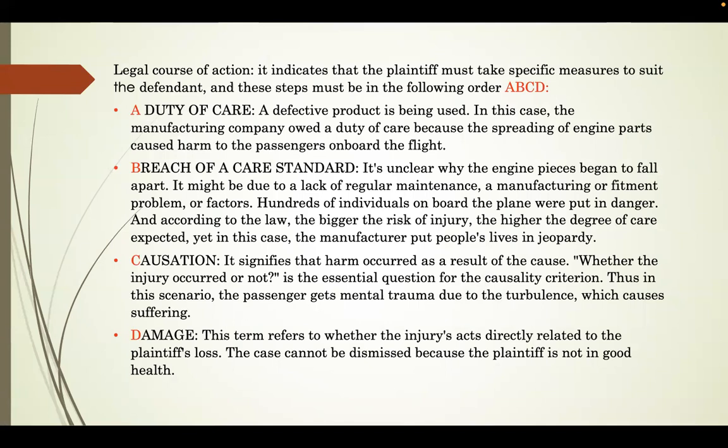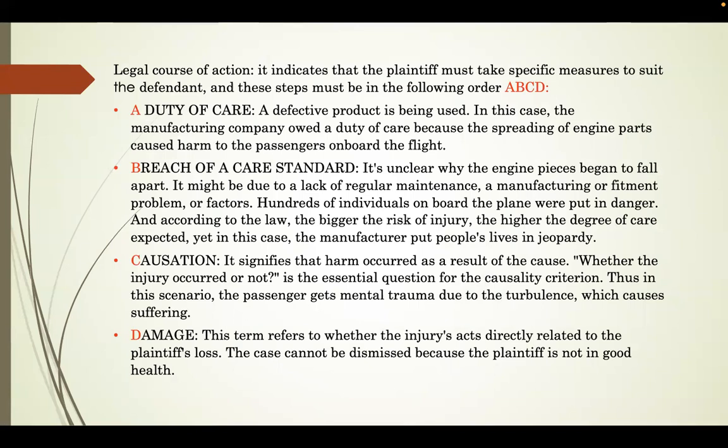To start with, a duty of care, where a defective product is being used. Ultimately, the manufacturing company owed a duty of care because the spreading of the engine parts caused harm to the passengers on board the flight. Second, breach of the standard of care.